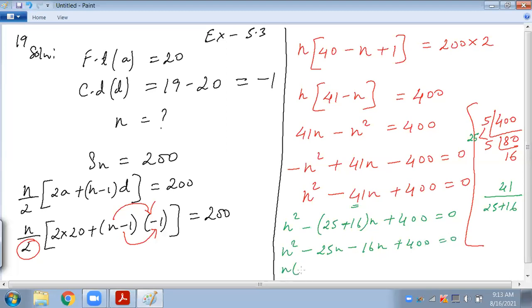Take common from the first two. So what you get: n minus 25. Minus, from 16 and 400, what you can take 16 common. So n will be left, and for the last one we multiply the sign, minus into plus will be minus, and 16 will go how many times? 25 times.